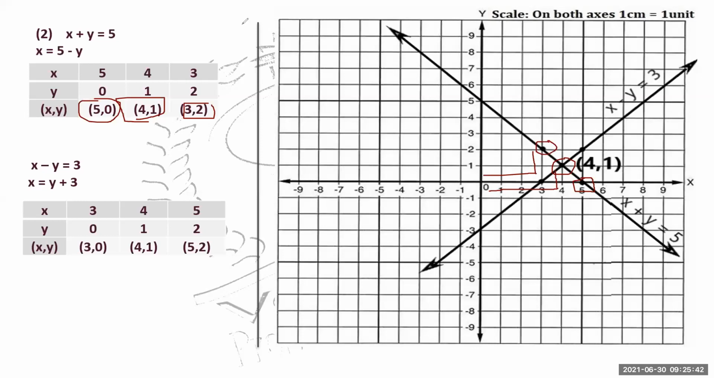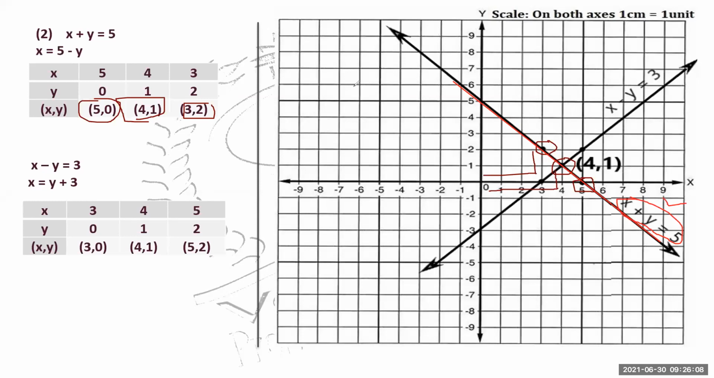Now what you have to do is join them with a straight line. Understood? And on top of the line, remember, you have to write x plus y equals 5.